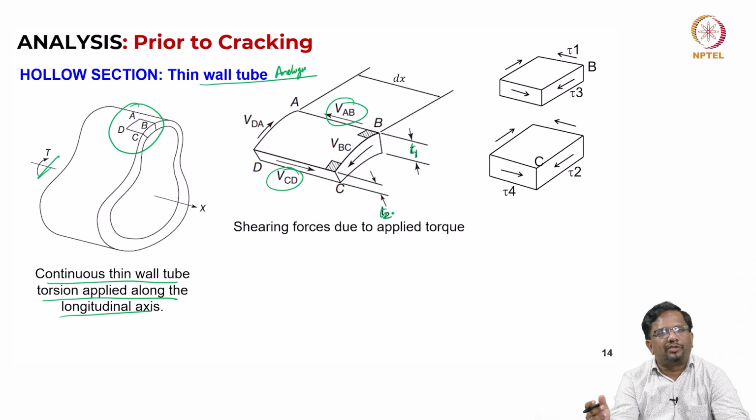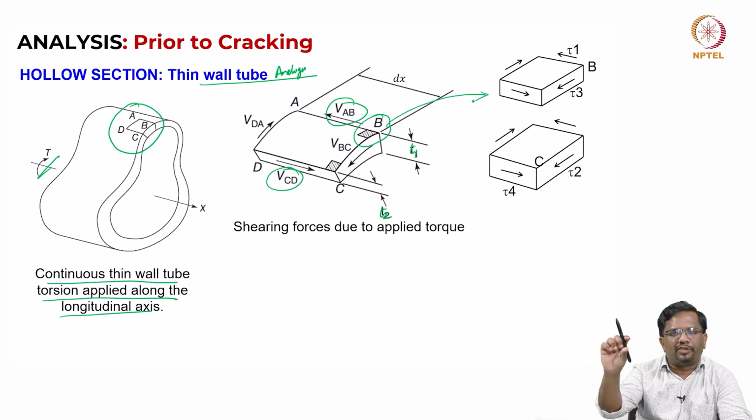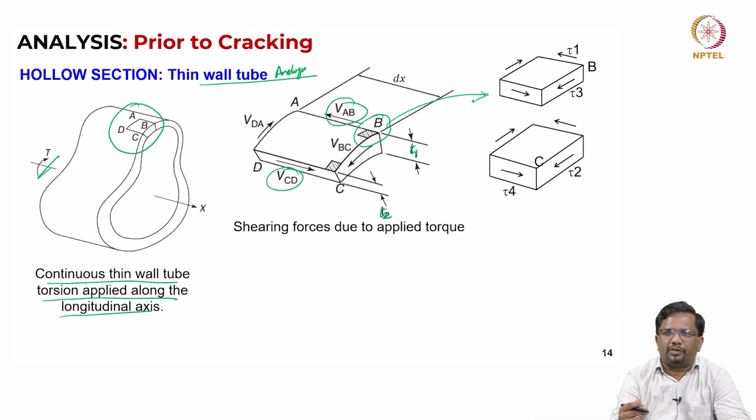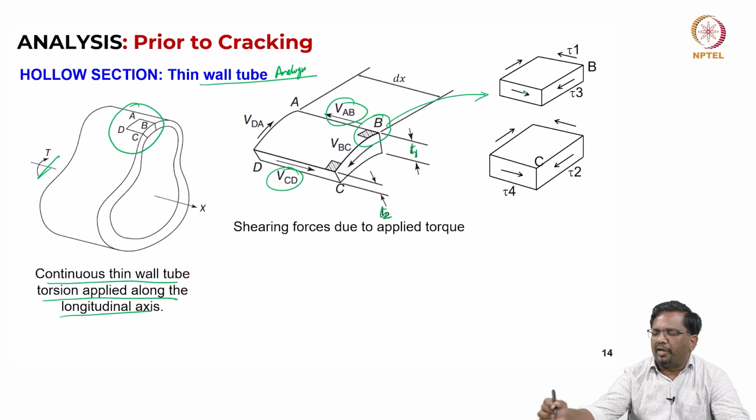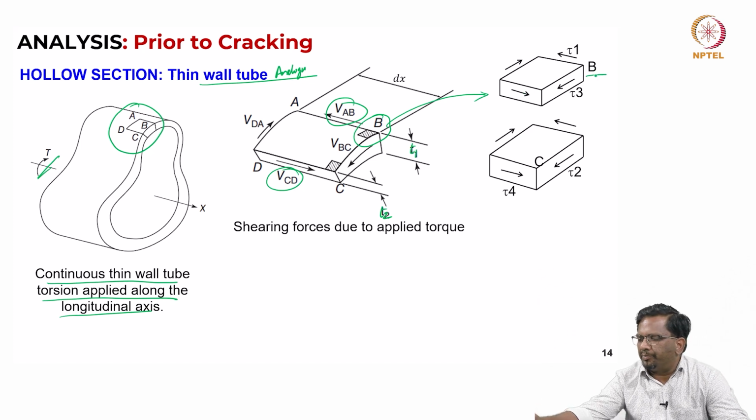So, the thickness is not really constant. Let us say I take the small element at B and zoom into it. At that location, I can assume the thickness to be constant. This tau is the kind of shear stress distribution that I am going to have at the location B.